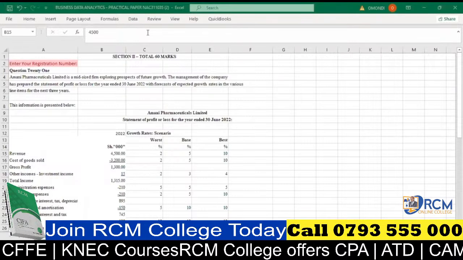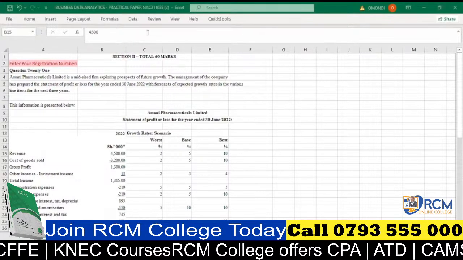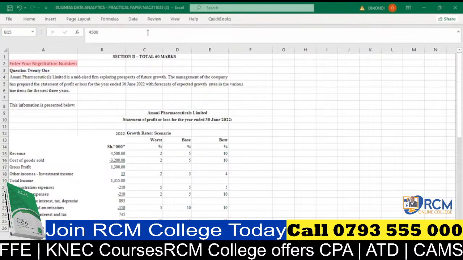Exam, you get to exam with your own laptop. You'll go to the exam center with your own laptop.